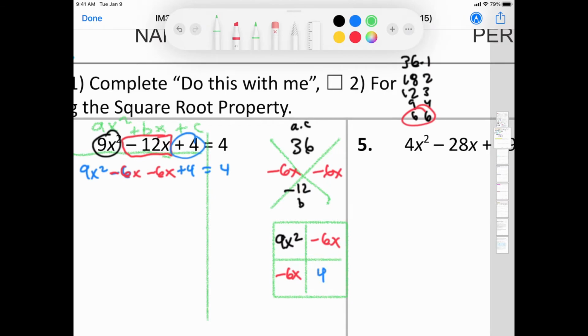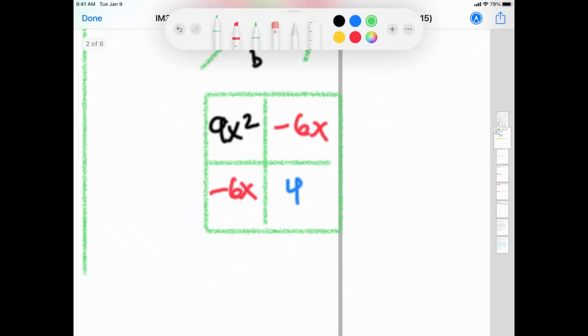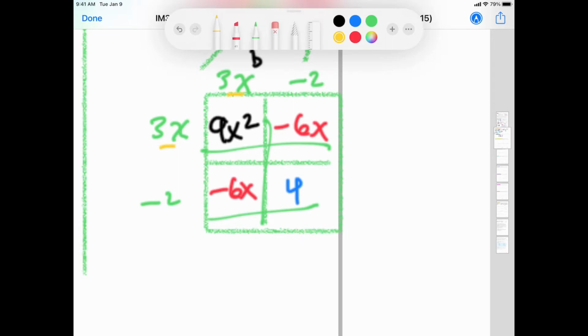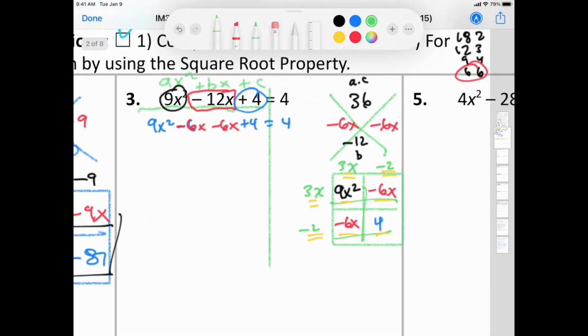So let's go ahead and factor this out now. Going this direction, I have 3x minus 2. 3x is what they have in common, and minus 2. Remember, you can always multiply to check your answer. 3x times 3x equals 9x squared. 3x times negative 2 is negative 6x, and negative 2 times negative 2 is a positive 4. So 3x minus 2, 3x minus 2.